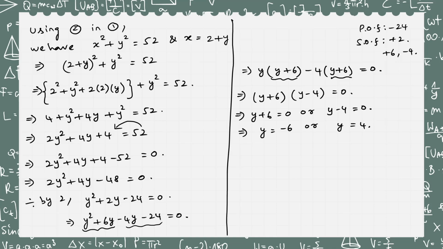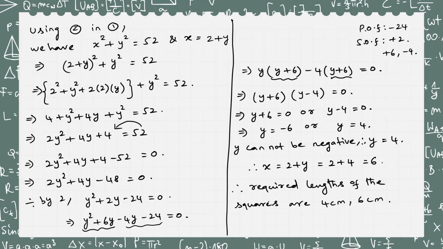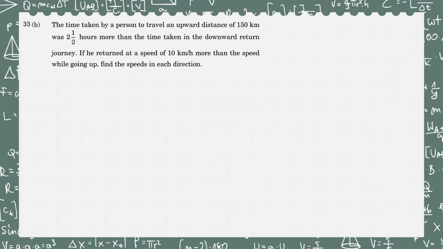But think about something. y is the side of a square, which can never become negative, right? So we are going to take y as 4. So the smaller square's side length is 4 centimeter. And what about the x value? We can easily find out the x value. x equal to 2 plus y, which is equal to 2 plus 4, which is 6. So finding the length of the sides is the question here. Therefore, that is the final answer. Let us move on to the next question.